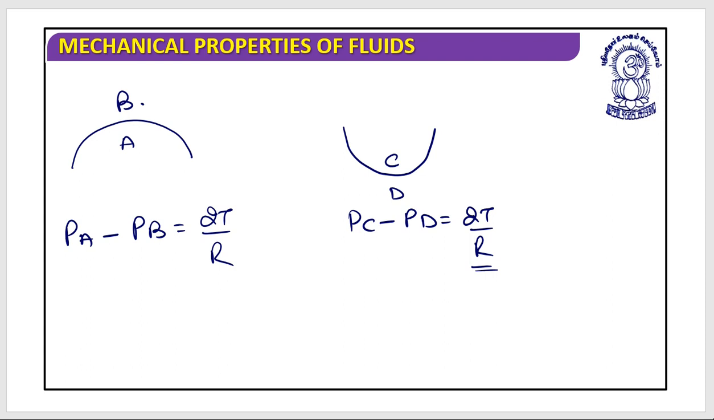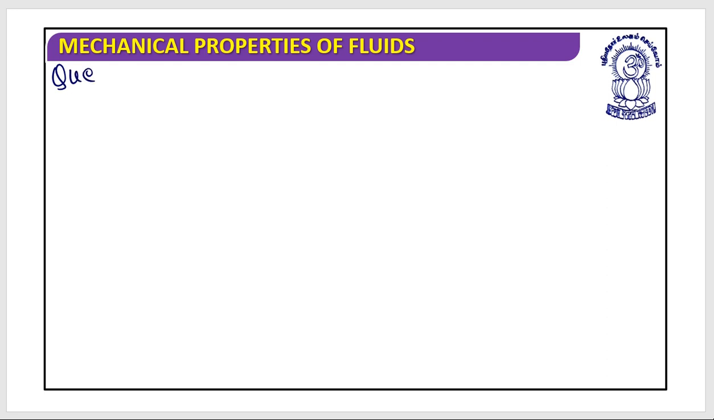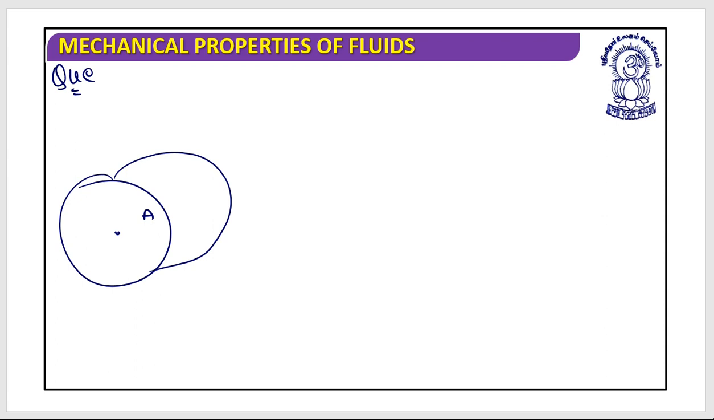Is it clear? Do you understand this? Now let's suppose the next situation is that there are two bubbles. Let me redraw it. These are the two bubbles and they are going to merge with each other. Let's suppose this is point A. Let me write down the pressures. This is P1, this is P2, this is P0.